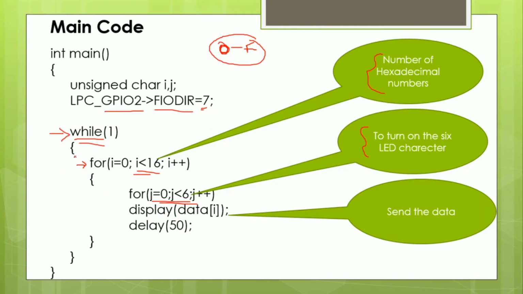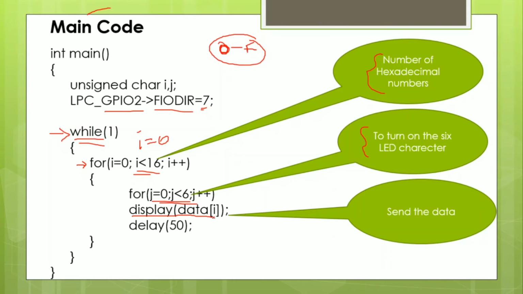Now before coming to this, let me explain the for loop and later I'll go for the display and delay. I'll take the value of I equal to 0. It enters the second for loop. Now it will take j equal to 0, j less than 6, j plus plus, and it will start display data of I.